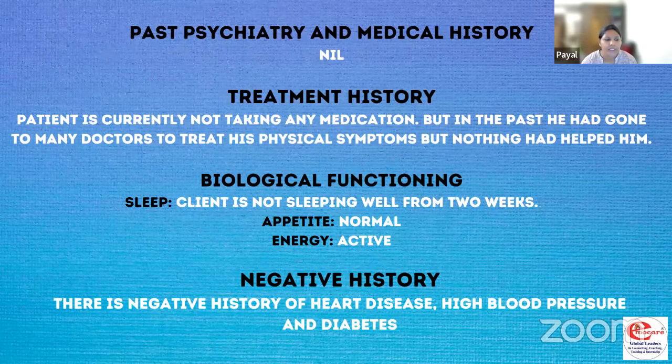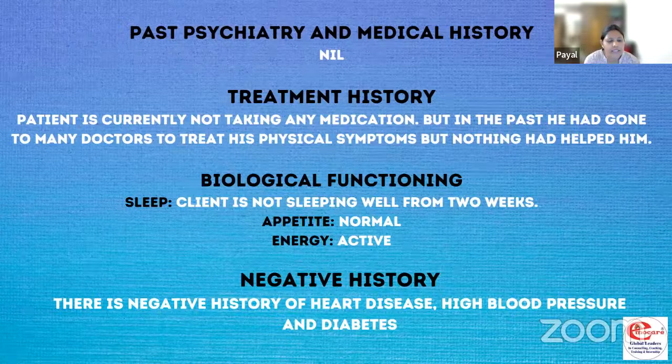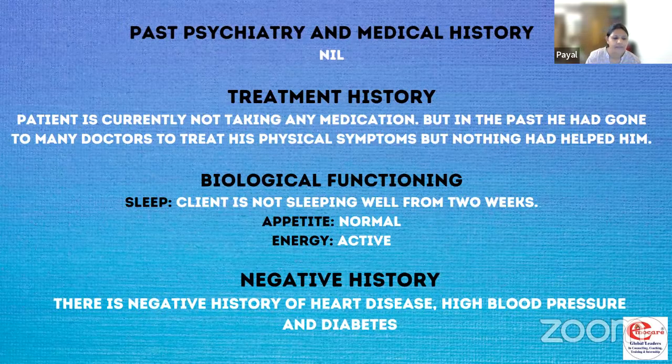Treatment history: the patient is currently not taking any medication, but in the past he had gone to many doctors to treat his physical symptoms, but nothing had helped him. Biological functioning: sleep, the client is not sleeping well for 2 weeks; appetite normal; energy active. Negative history: there is negative history of heart disease, high blood pressure and diabetes.